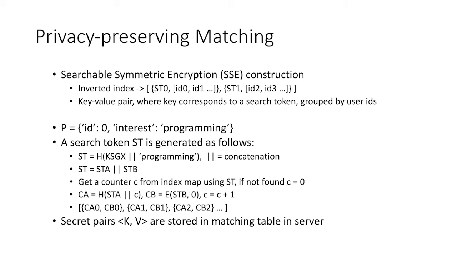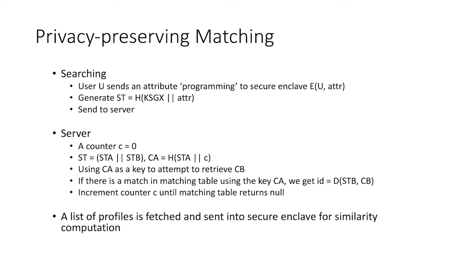So now let's talk about searching. Searching is quite simple to follow once we understand how the construction of the table works. Users send an attribute indicating the type of people she wants to know about, encrypt it and send it to the secure enclave. Upon receiving all requests, it computes the search token using a deterministic function and the master key. The search token is then sent to the untrusted server and follows the same pattern as well, except for the counter, which in this case is set to 0, as the server never knows for sure how many users will have the same attributes.